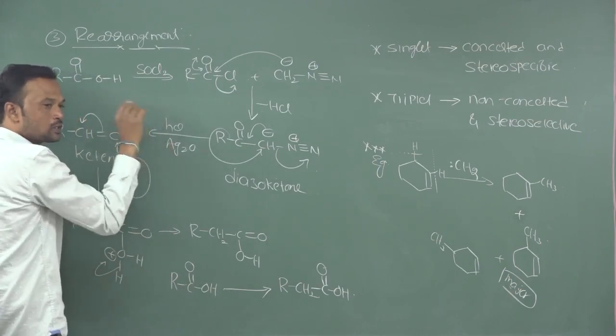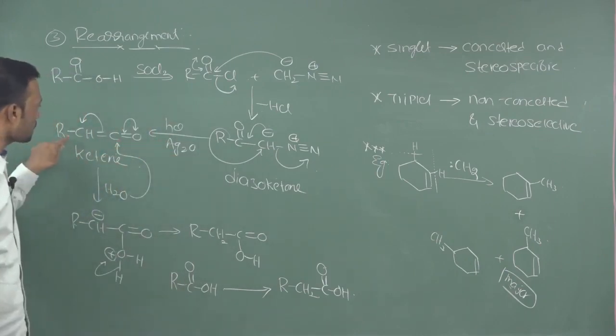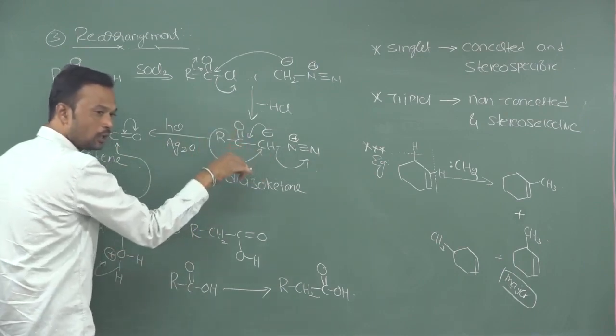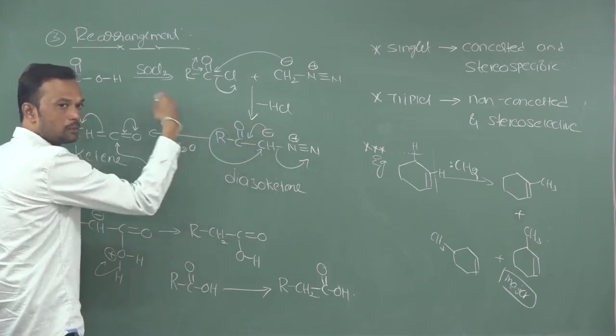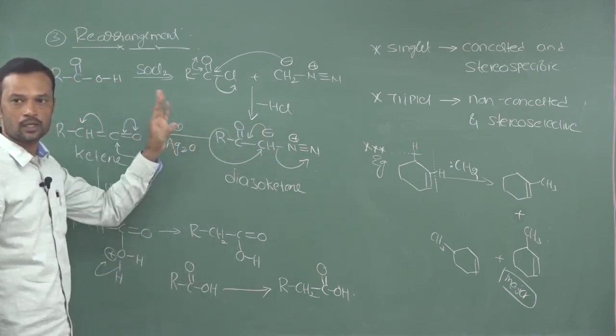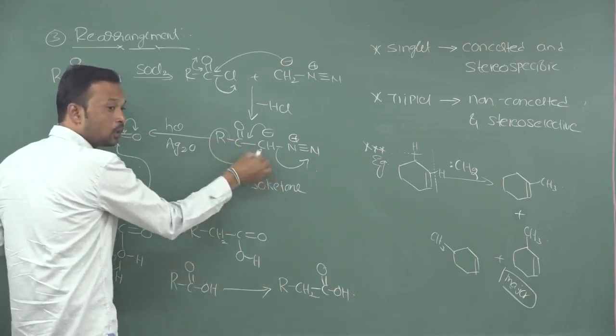So this migration is also known as retention of configuration. Whatever migration takes place here, now this group is migrating from here to here or not? Okay, now this migration is called retention of configuration. This time in GATE this question was given, in the GATE examination. So Beckmann rearrangement and this, a competitive question is common. So the migrating group will retain its configuration.